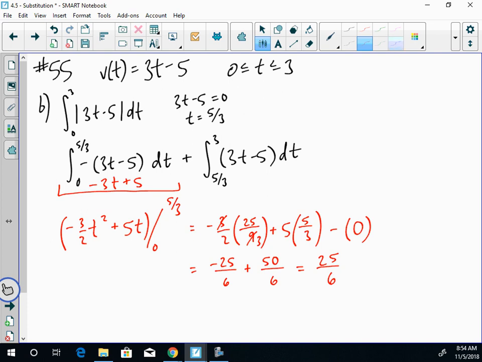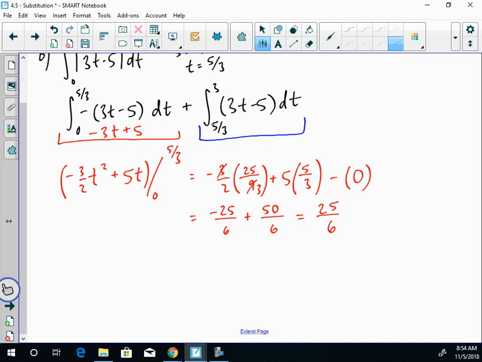And then I'm going to do the other chunk. It's just a little easier, less overwhelming, I feel like. So same idea with that one. We get the t squared over 2, which gives us a 3/2 out front, minus 5t. So I'll plug in 3 first. And then we're going to subtract and plug in the 5/3.